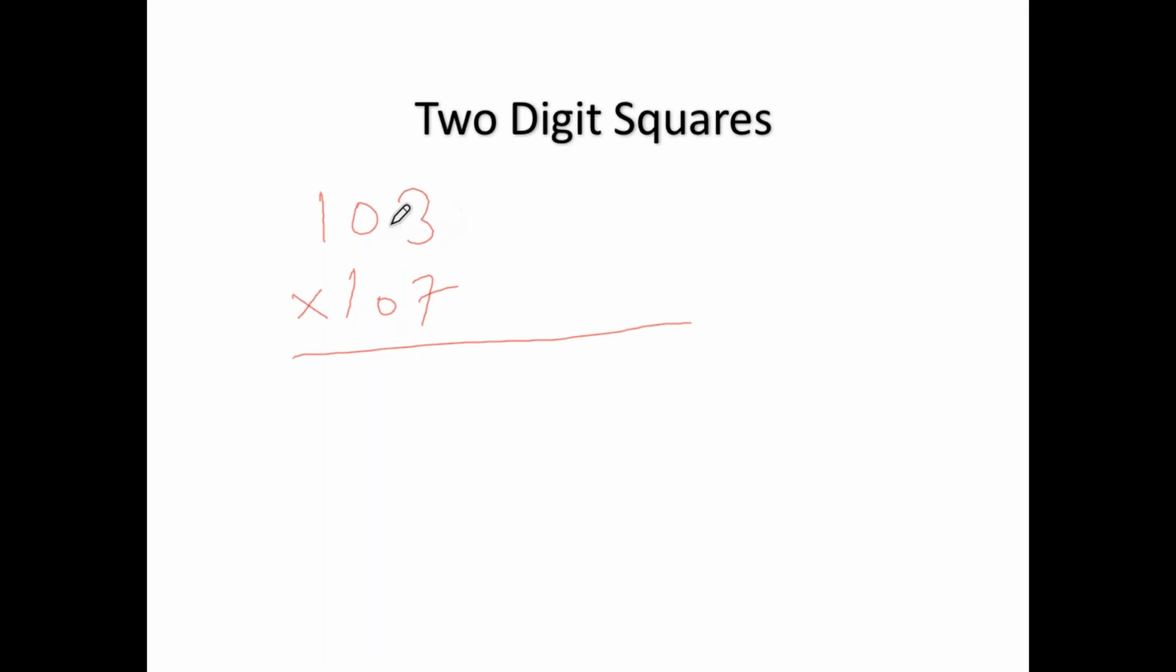How much is 103 above 100? It's 3, yes. So we can write plus 3 here, and for this one we can write plus 7. 3 into 7 is 21, and 103 plus 7 is 110. So we get the product also. So 11021. I hope this is correct.